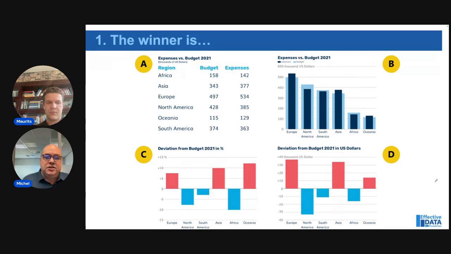So we've got a couple of regions, we have a budget, and we have an expense number. Which of these 4 is the best, according to you? So pick one. Which one do you think is the best option to visualize this data? A, B, C, or D?